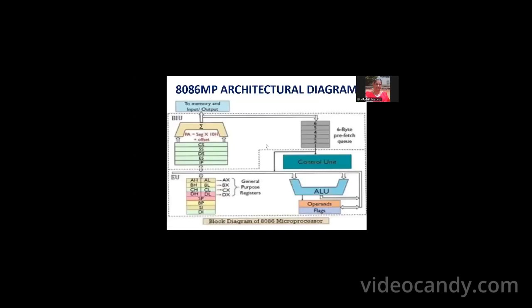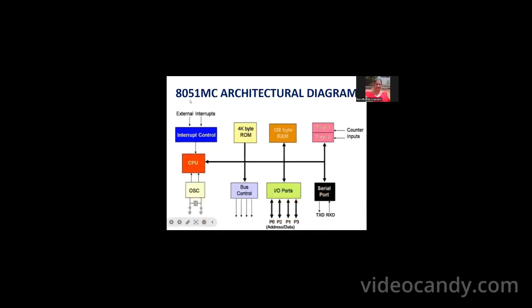Now, this is the 8086 architecture, which I had already presented in my previous episode. But for easy reference, I have placed it in this particular episode also. The two important components of 8086 are the bus interface unit and the execution unit. Similarly, we have the 8051 microcontroller architectural diagram with the various components, which we had already discussed in our previous episode.